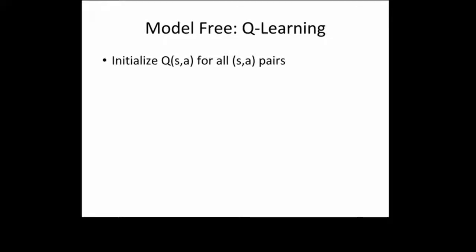But one of the nice observations very early on in reinforcement learning is that we don't actually have to be model-based. We can be model-free. Q-learning is perhaps the most popular approach for this. The idea in this case is we're going to initialize a state action value for every state action pair. And again, this can easily be extended to the deep reinforcement learning setting.